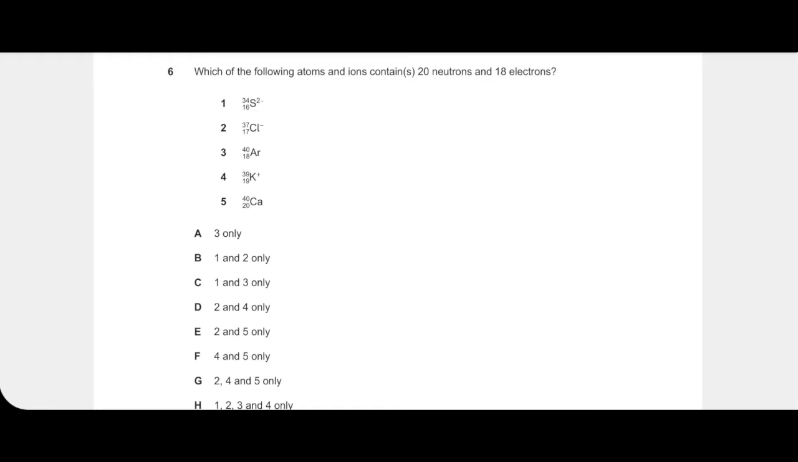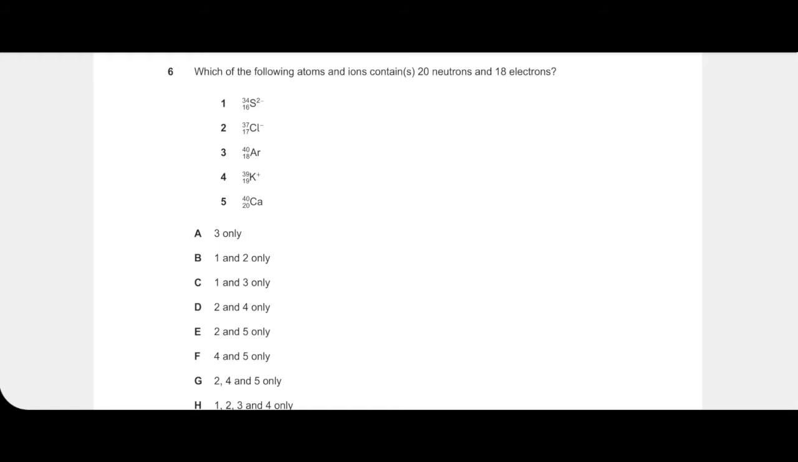How do you work out the number of electrons? You look at the atomic number for the number of electrons. If it's an atom, whatever the atomic number is, that's the number of electrons. If it's an ion, you either add or subtract however many charges have been put on, depending on if it's positive or negative. In regards to working out the number of neutrons, that is the atomic mass minus the atomic number.